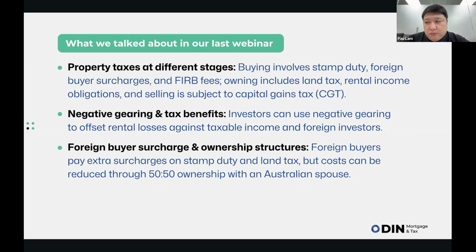How does it work if you, being either an Australian or a foreigner based overseas, would be interested in buying a property in Australia? How does it work in terms of buying, holding, and selling the property? And we are keeping the topic of capital gains in this section, and we're going to go deep into it and give you a few examples of how it is calculated and how you can minimize your tax as much as possible.